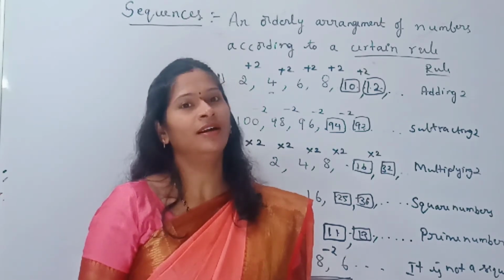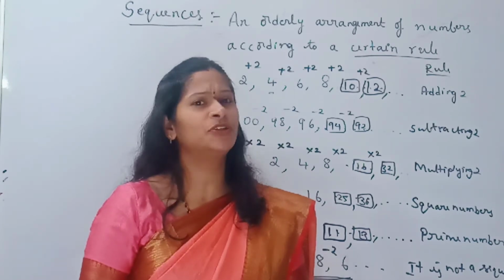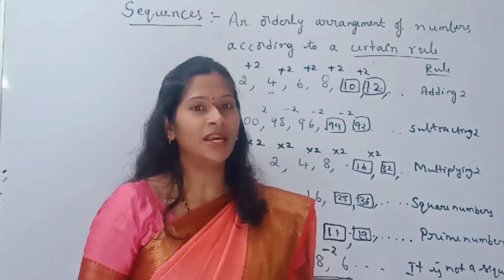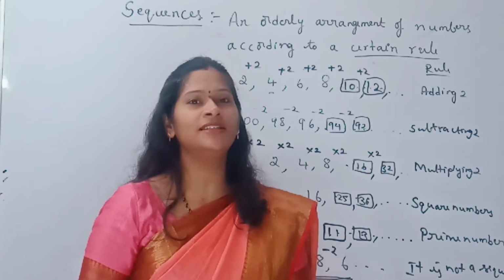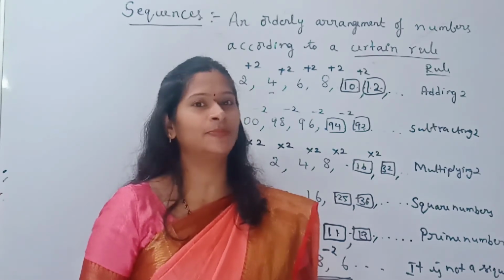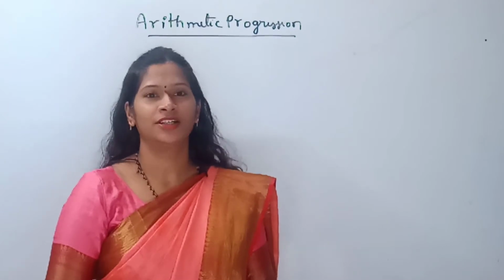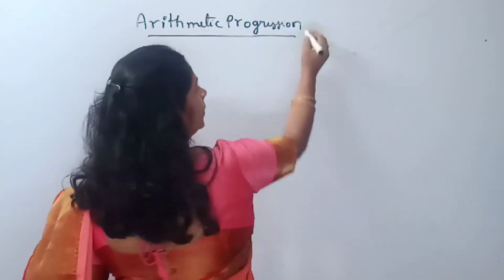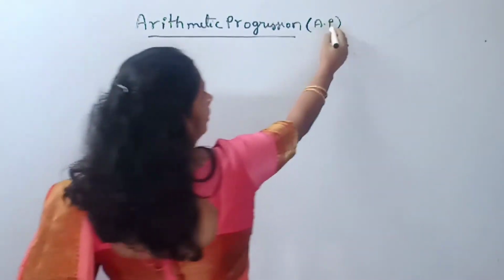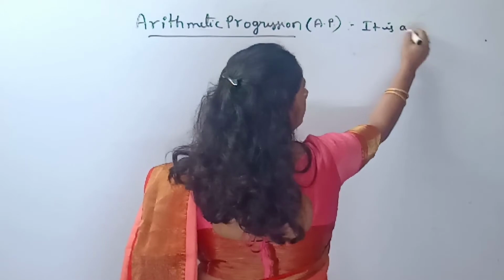Arithmetic progression, harmonic progression, geometric progression, these are the types of sequences. But in your syllabus, we are going to study only one sequence, that is arithmetic progression. Now let me explain about arithmetic progression, or in short form you can write it as AP. It is nothing but a sequence.